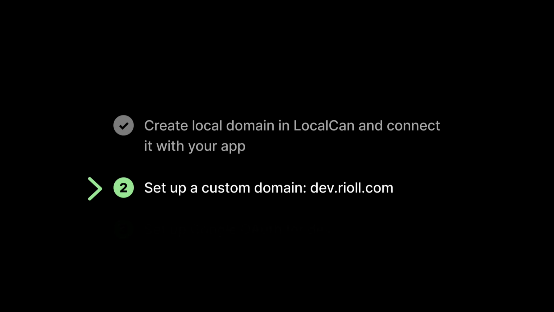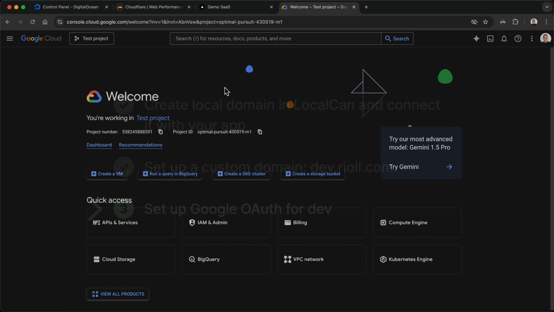Next, we will set up Google OAuth for this new domain. Most likely, you already have a client ID for production. For development, however, it's good practice to create a separate OAuth client. I will show you how to do that real quick.